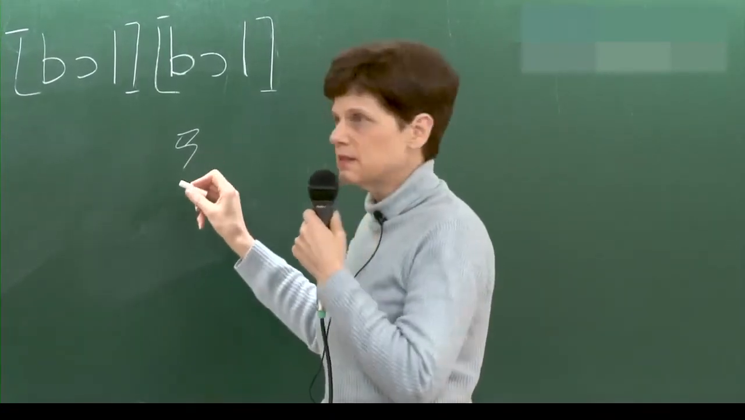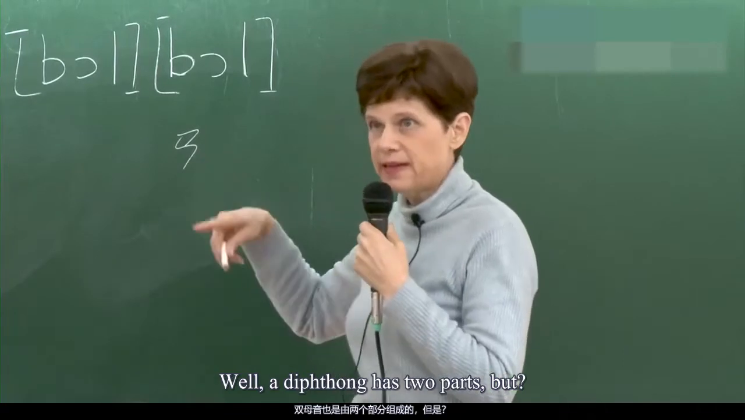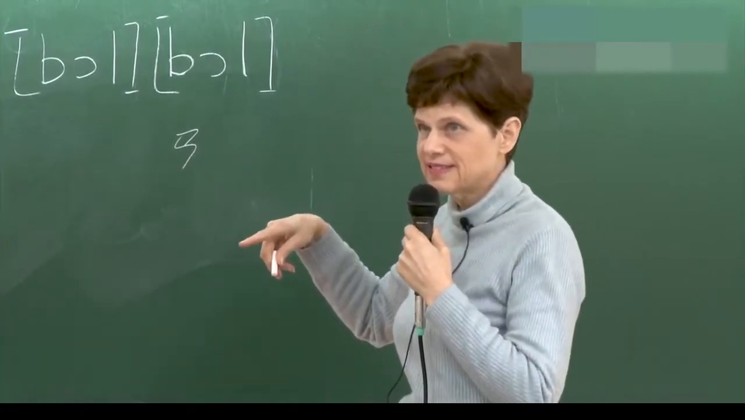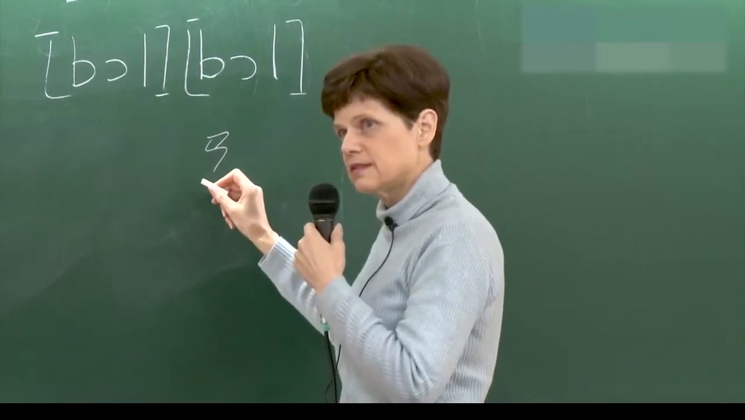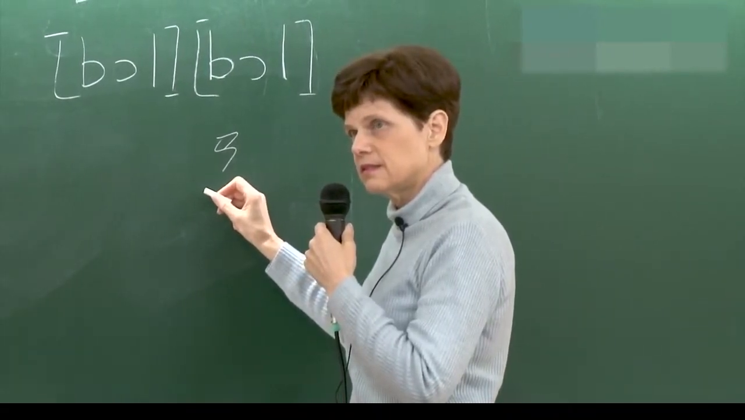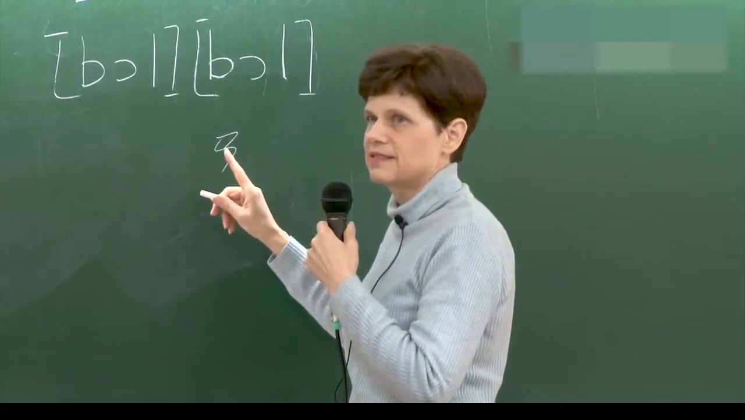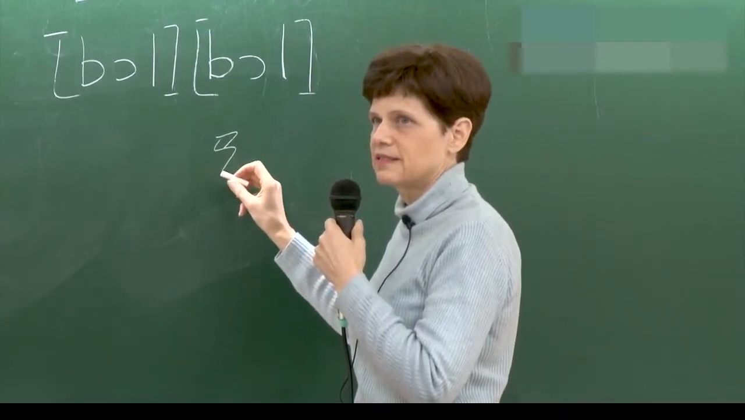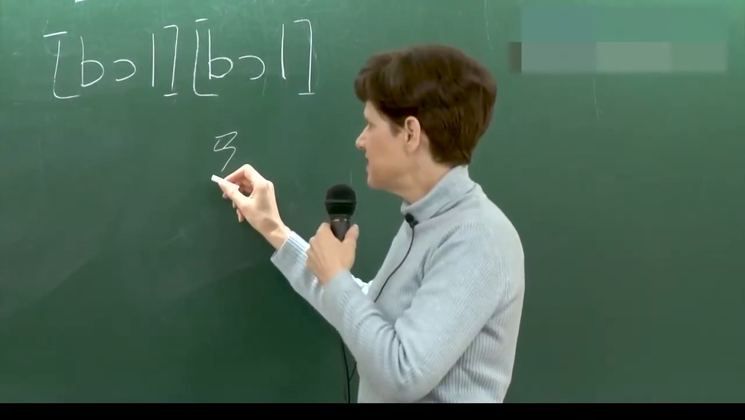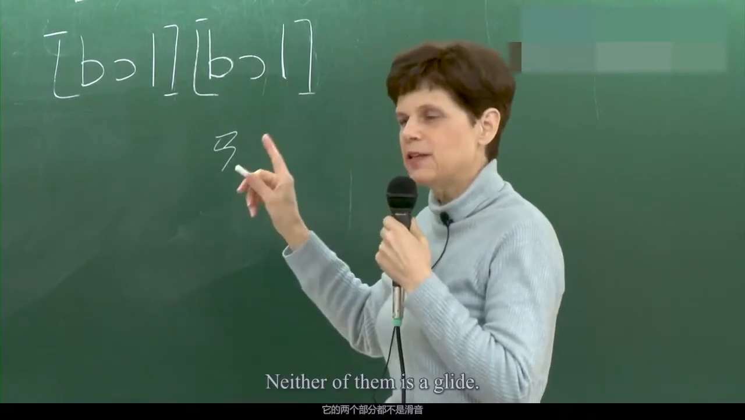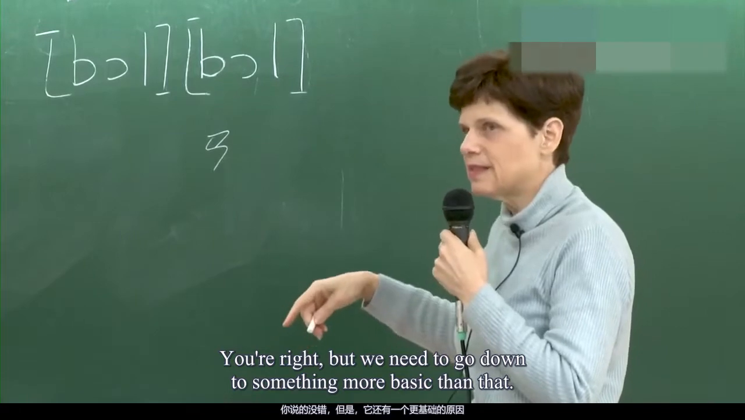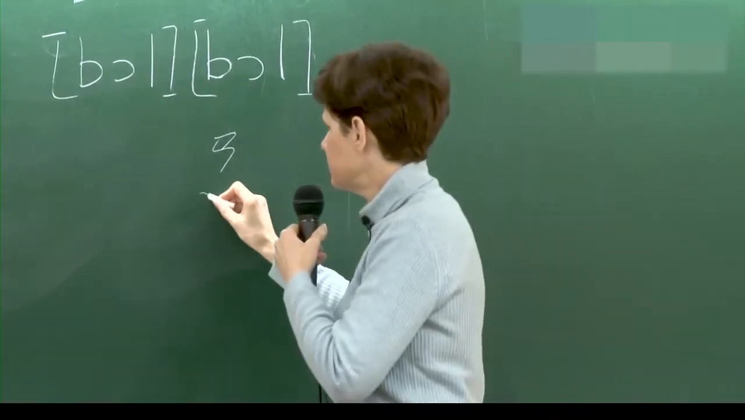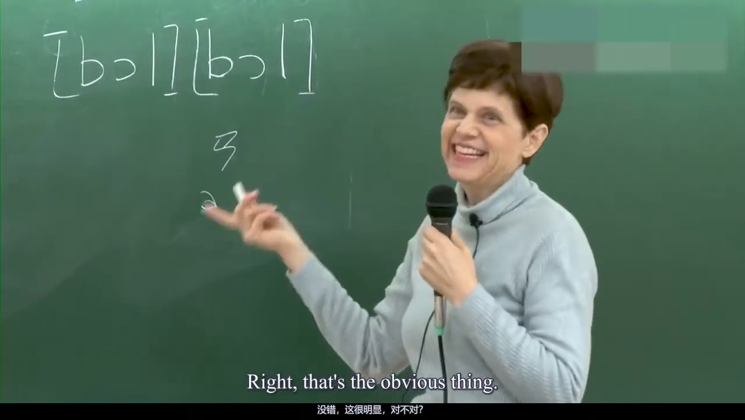Two parts. Well, a diphthong has two parts, but neither of them is a glide, because the two parts in its pronunciation are equally important. Equally important. Neither of them is a glide, you're right. But we need to go down to something more basic than that. The second part is not a vowel. Right. That's the obvious thing.